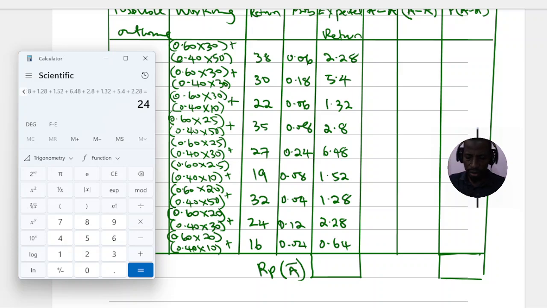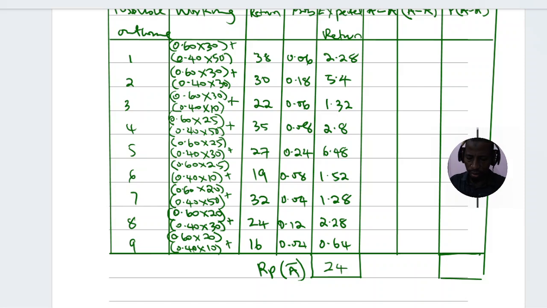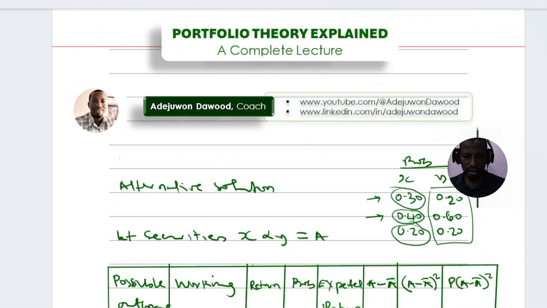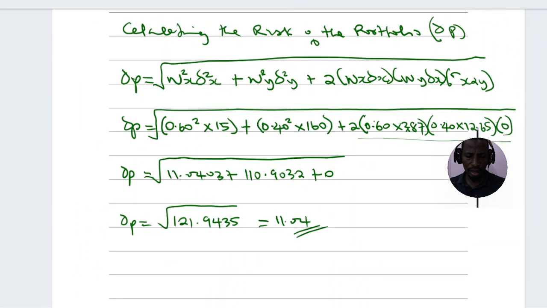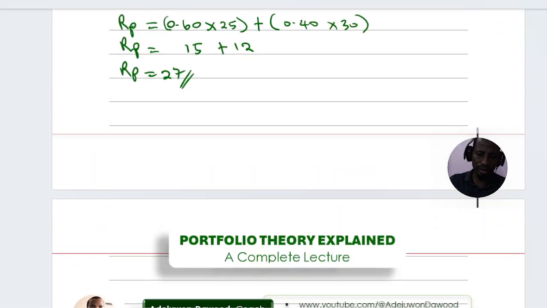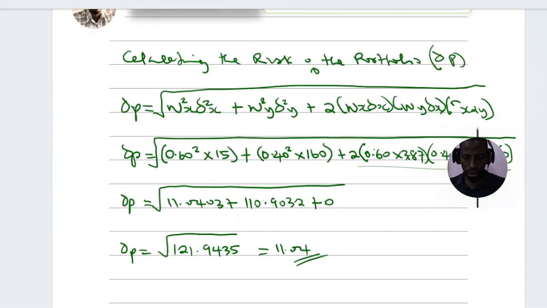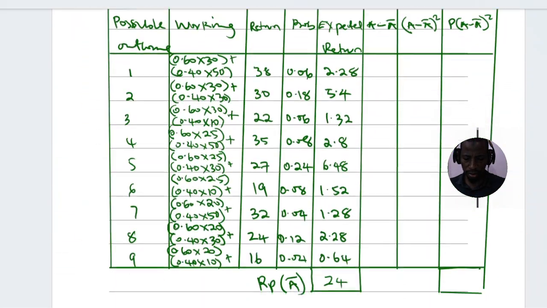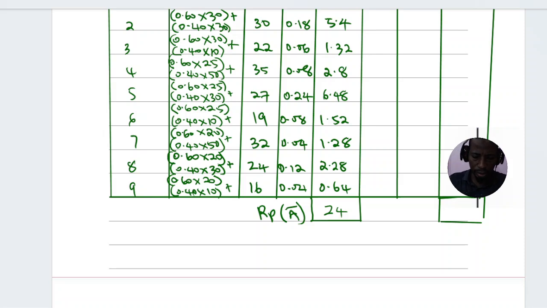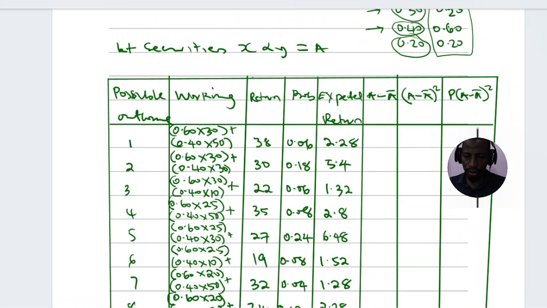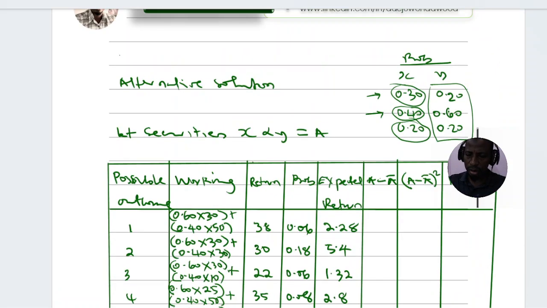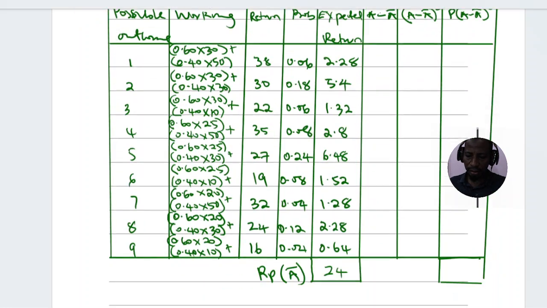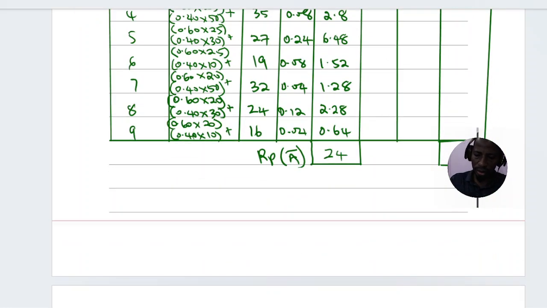So the answer we got here, which is 24, is not correct. I think it's supposed to be 27 because when we use the formula, we got 27. So the tabular method should also give us 27. I think there's a mix-up somewhere. Let's check the last three probabilities. Oh, this is 0.3, not 0.2. This is where the mistake comes from. So this one is not correct.